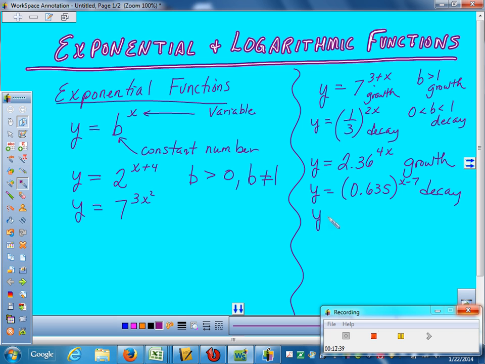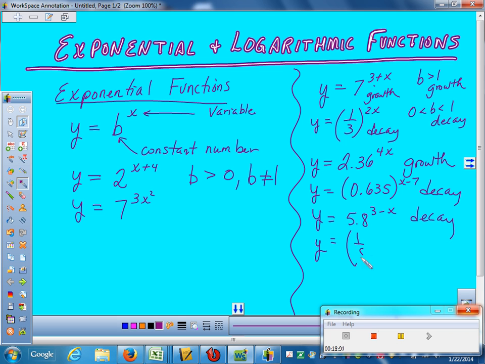Okay. What if I had given you 5.8 to the 3 minus x? Why decay? Okay. The base is big enough, it's greater than 1, but the x is negative, so it's going to decay. All right, here's your challenge problem of the day.